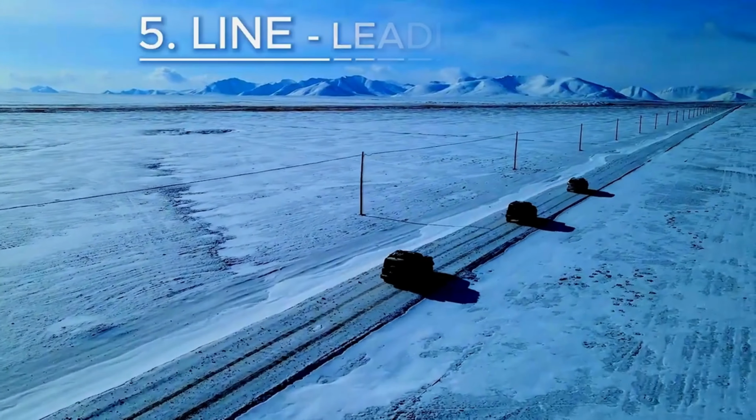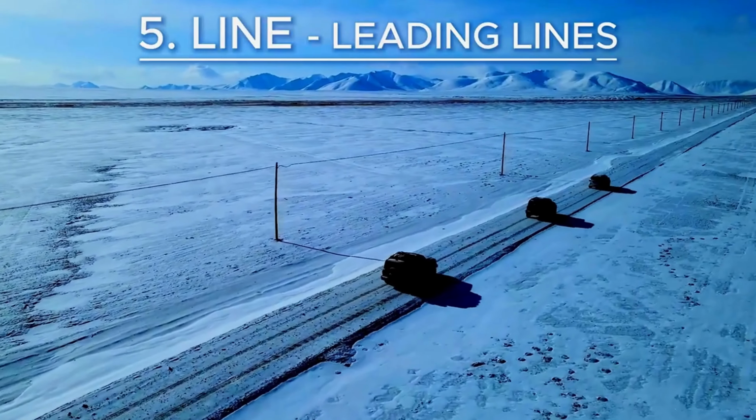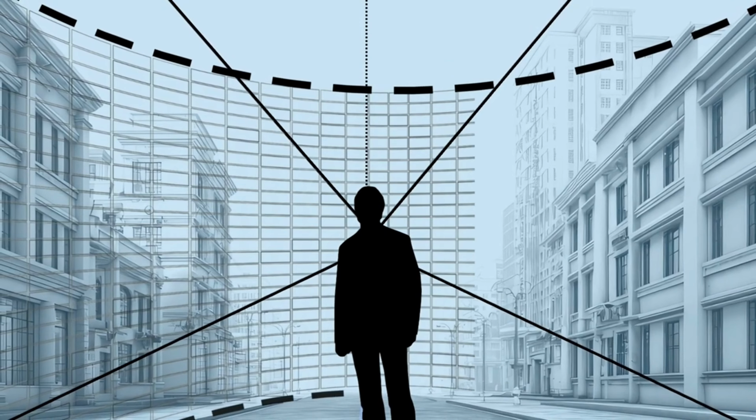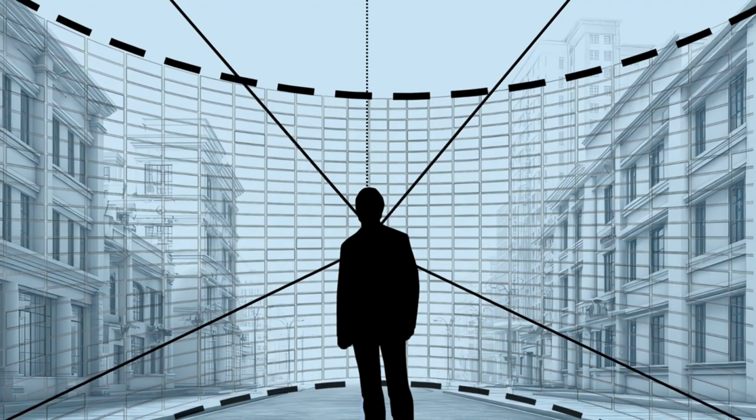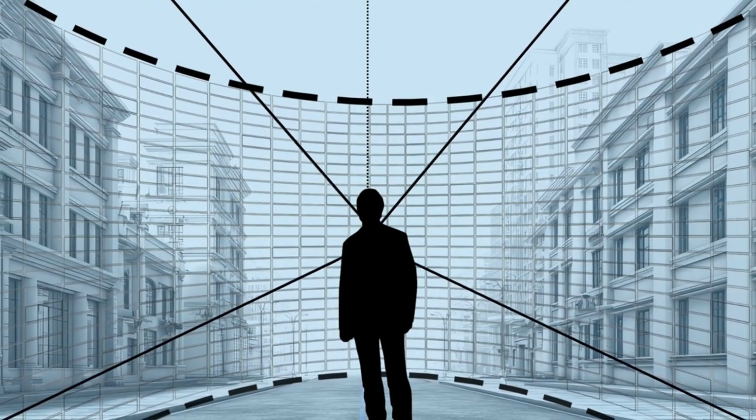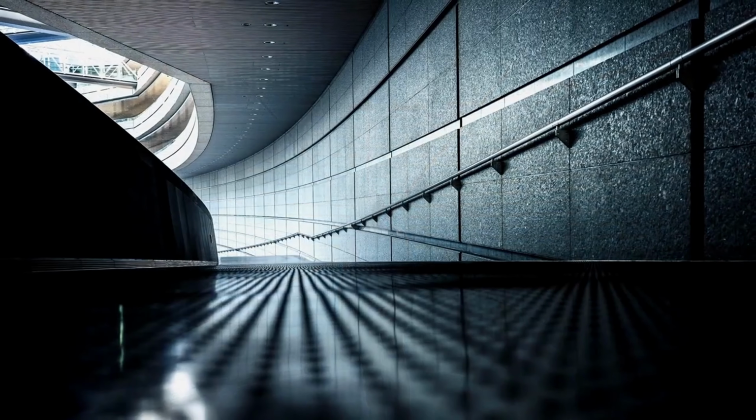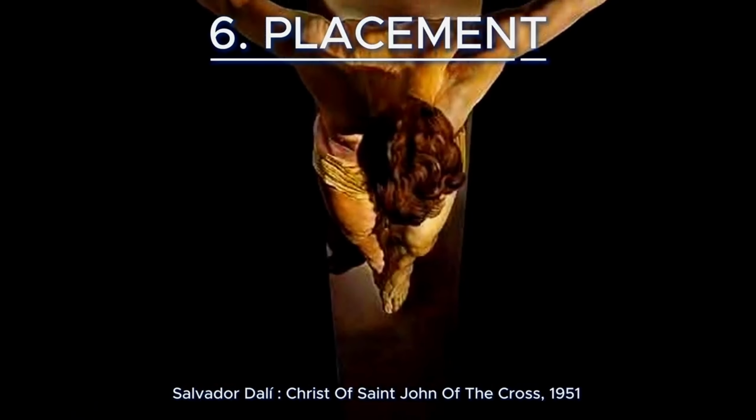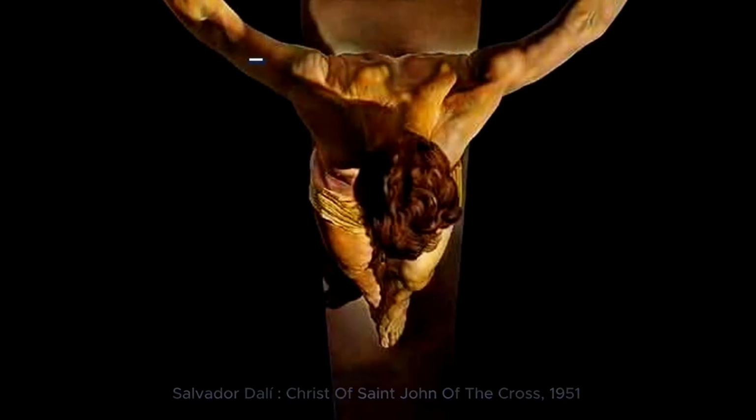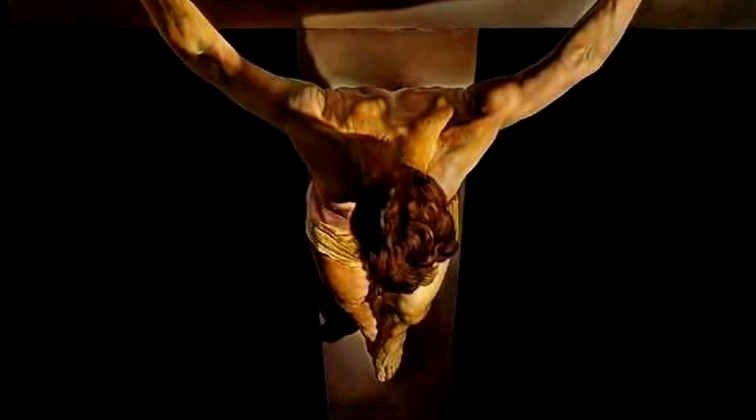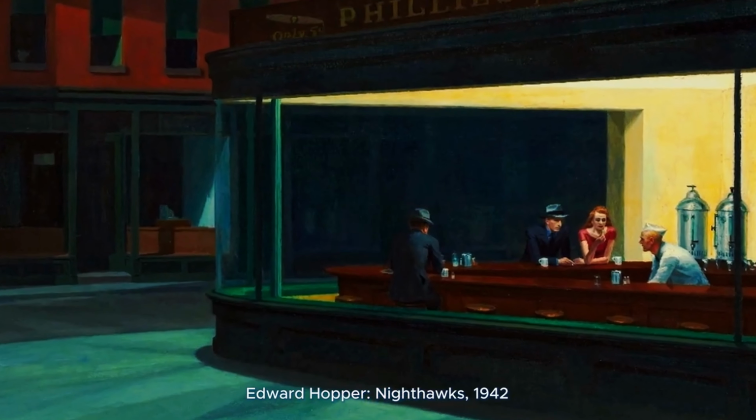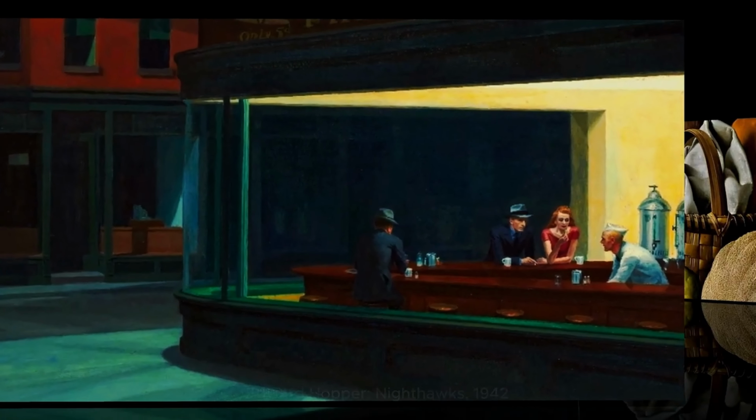Number 5, line, leading lines. Emphasis is also created when lines naturally direct attention. Straight, curved, thick, thin, bold, or broken lines can all act as guides. Leading lines control visual movement and direct focus towards the subject. Number 6, placement. Position guides attention. Center placement often feels dominant and stable. Off-center placement can create emphasis through tension, imbalance, or surprise.